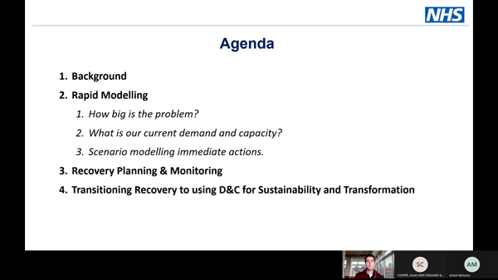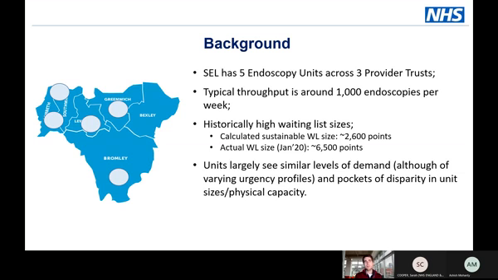So a bit of background. In Southeast London, we have 5 endoscopy units across 3 provider trusts. Typically pre-COVID, we would do about 1,000 endoscopies per week, and we've had historically high waiting lists. Our calculated sustainable size is around 2,600 patients as a system, and our actual waiting list size when it was last formally measured in January was around 6,500 patients, so well above the calculated sustainable level.